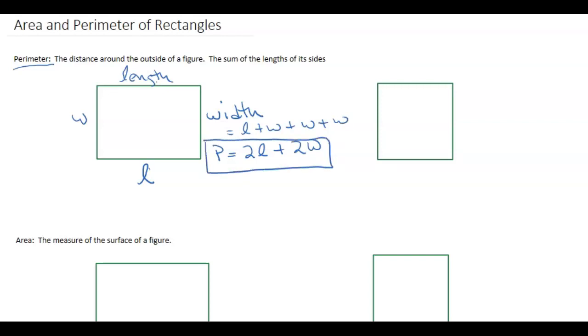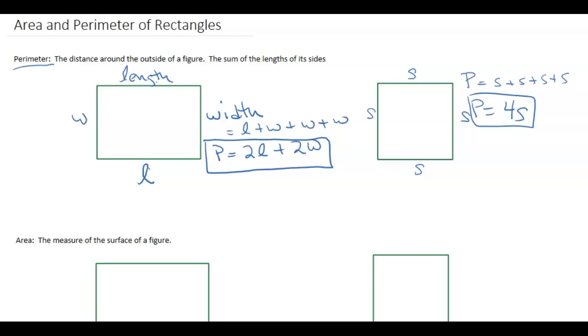A square is just a special rectangle where the sides are all the same length. Again, for perimeter, we can just add up the sides. So s plus s plus s plus s, or 4s. But again, perimeter is just adding up all the sides. Let's just look at one example.